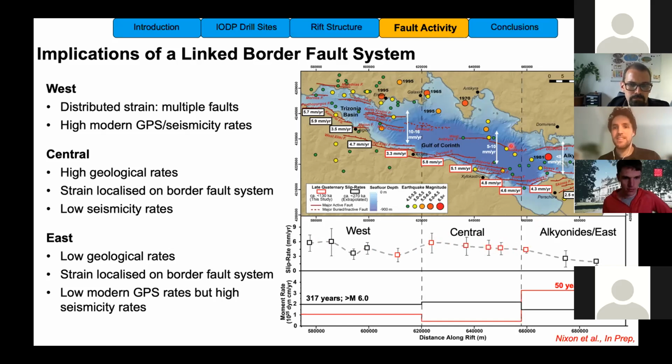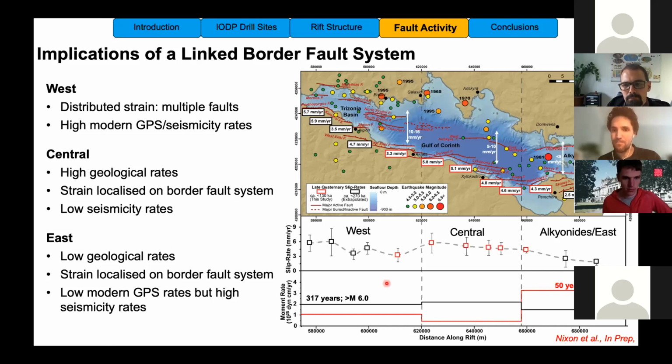However, if we have a look at the seismicity data that's plotted on the map here, you can see that there's very little seismicity in the central part. And in fact, most of the large earthquakes have been occurring in the east and in the west. Likewise, the highest geodetic rates are located in the west and not in the central part. And when we have a look at moment rate of the earthquakes over the last 50 years, we can see that there's been the lowest amount in the Central Rift as well, and the highest amount in the east.